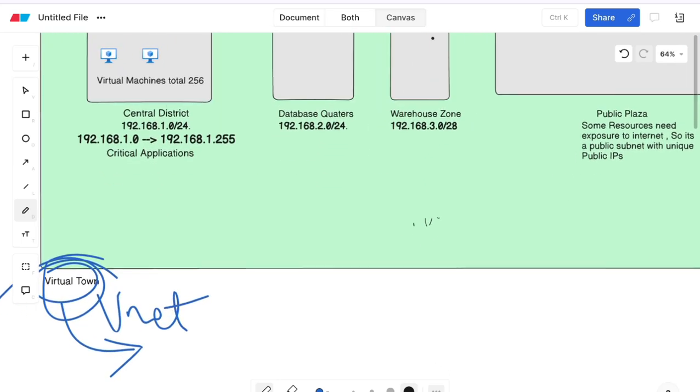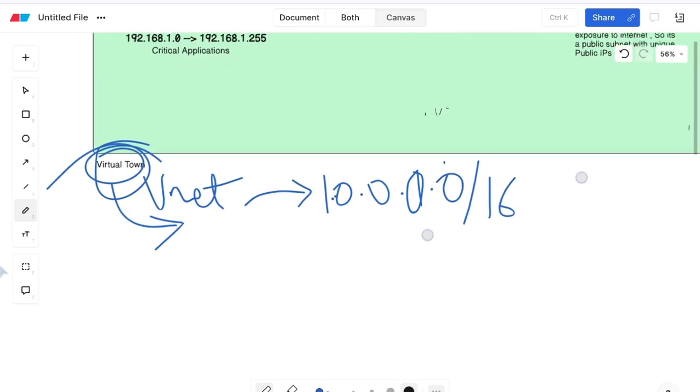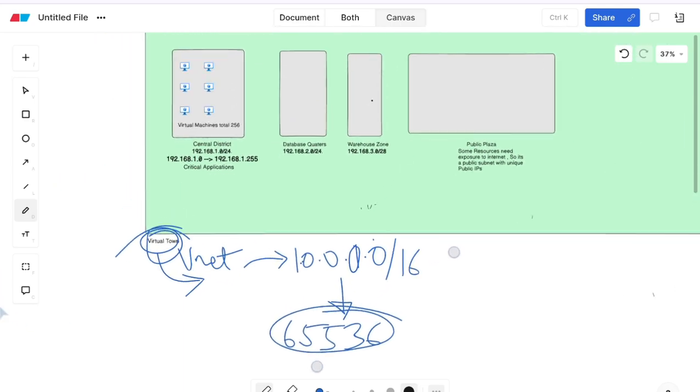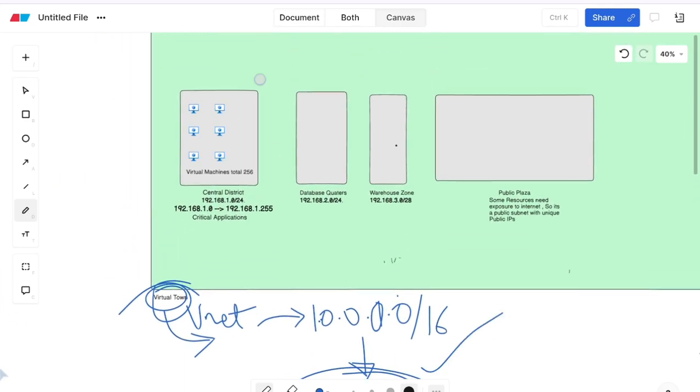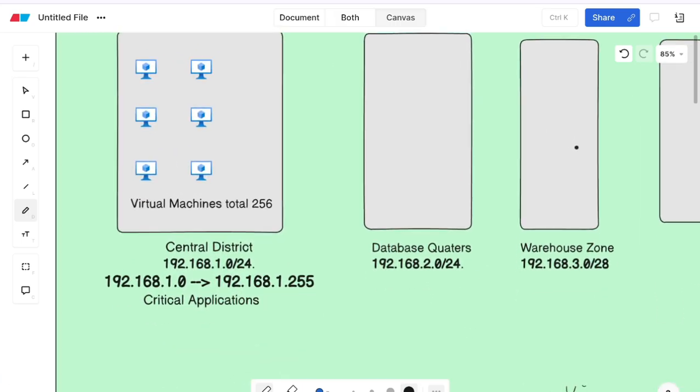When he started creating a virtual town, he first gave the range of IP addresses for his virtual town as 10.0.0.0/16. Okay, so in a /16, what we have learned, how many IP addresses will we get? We will get 65,536 IP addresses. Which means inside this virtual town we can create around 65,000 IP addresses.